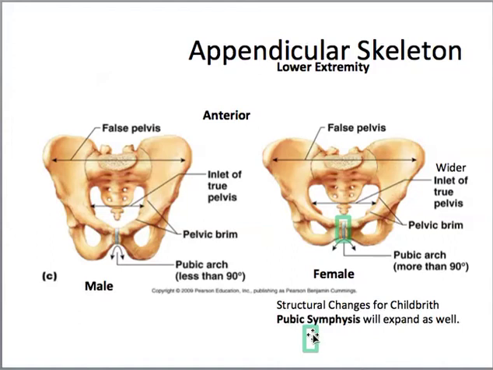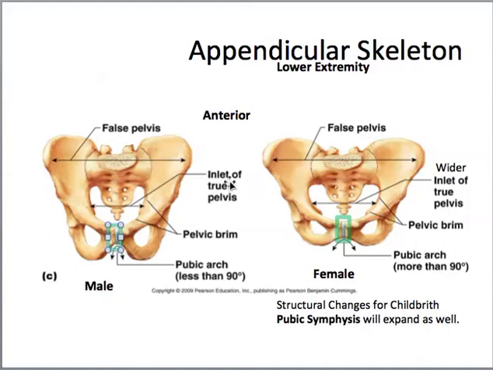Okay, moving down, the next set we want to look at, we want to take a peek at the appendicular skeleton. One of the things that we want to note here with the appendicular skeleton is the pelvic girdle, and we're looking at the male and the female pelvis, which is made up of several different bones.